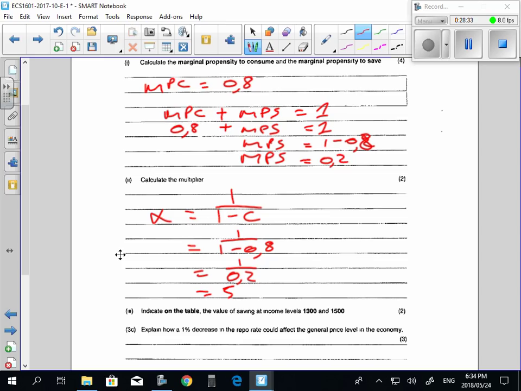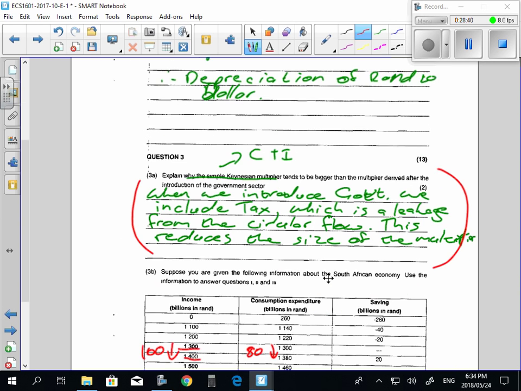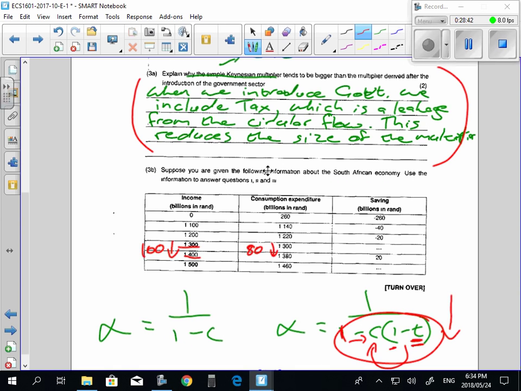Indicate on the table the value of savings at income levels 1,300 and 1,500. So if you look at that, pretty easily, you see here when you earn 1,300, you spend 1,300, which means that there's no money left over to save. When you earn 1,500, you spend 1,460, which means you save 40. Not a trick question, it is that easy.